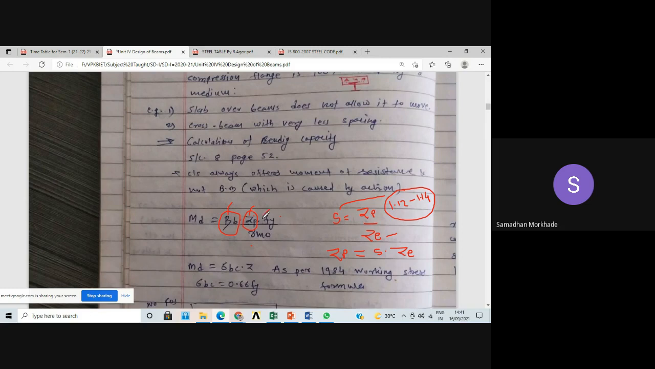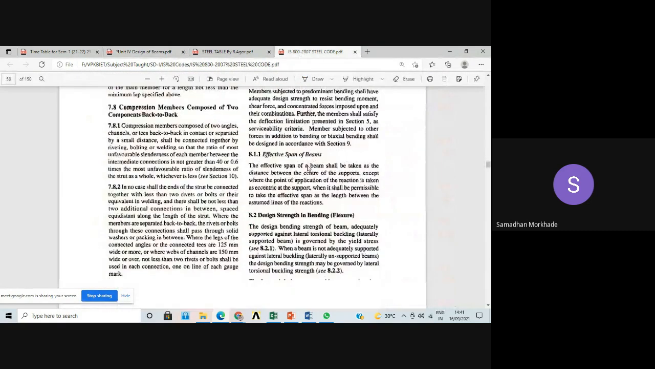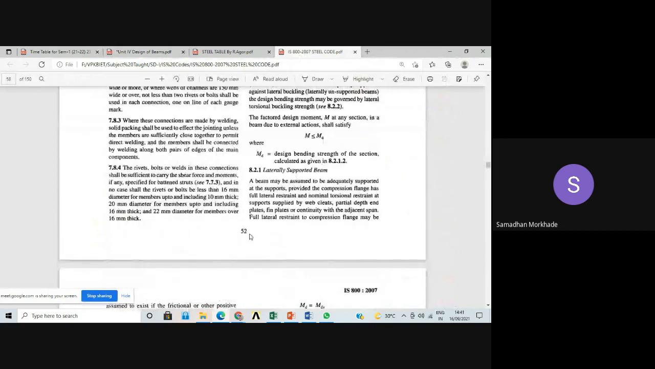Then Fy is the yield stress of the material, and gamma m naught is the partial safety factor for yielding. Okay, this has been taken from table number 5. So this is about the design bending strength. This formulation has been given in section number 8, page number 52 of the IS code. See, this is section number 8, page number 52.